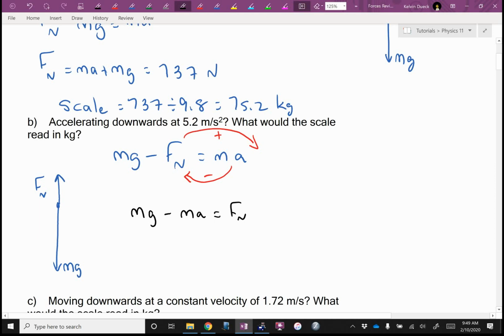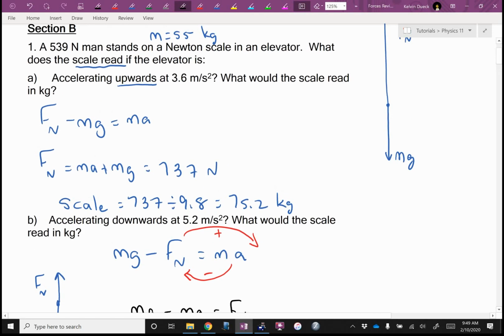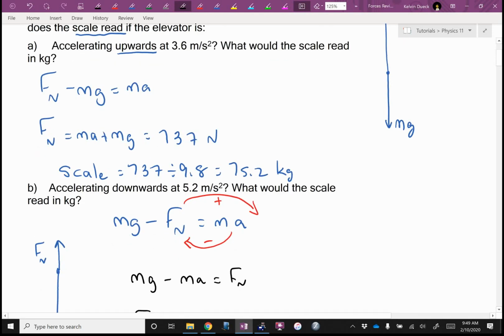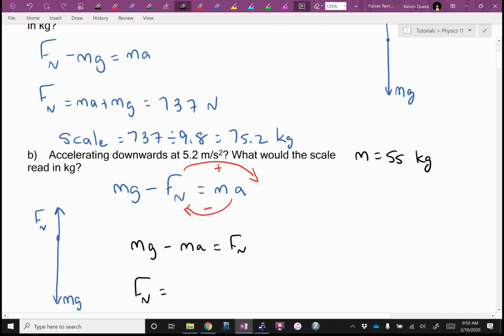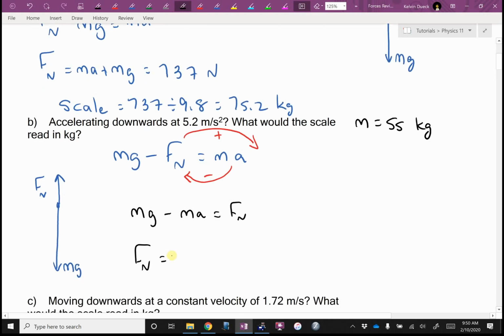Crunch the numbers. What do you get? M was 55. Sorry, I've scrolled down and you don't have that in front of you. M was 55. G is 9.8 minus 55 times 5.2. We'll make a little note here so that you have it handy because I'm scrolling down. What'd you get? 253. Anybody else? So this person would feel the ground pushing up through their feet with 253 newtons, and that's what all of you feel as your weight. You don't actually feel gravity. You feel the ground pushing up through your feet. How many kilograms would the scale read, Sahara?